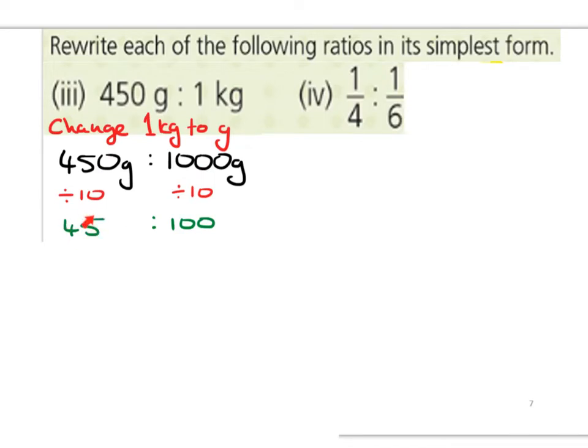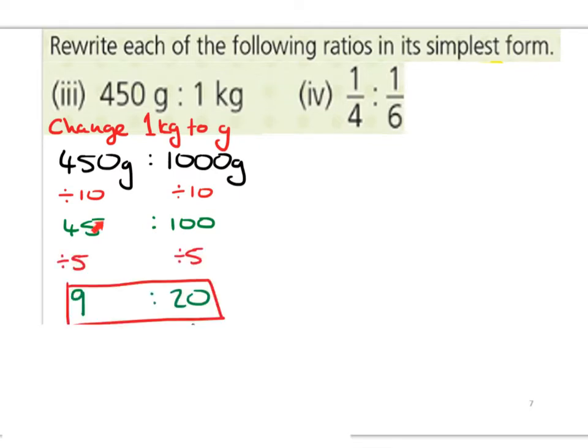So what will divide into 45 that will also divide into 100? And the answer is 5. 45 divided by 5 is 9. 100 divided by 5 is 20. Now we can't simplify any further. There's no number that will divide into 9 and also into 20. So 9 to 20 is our final answer.